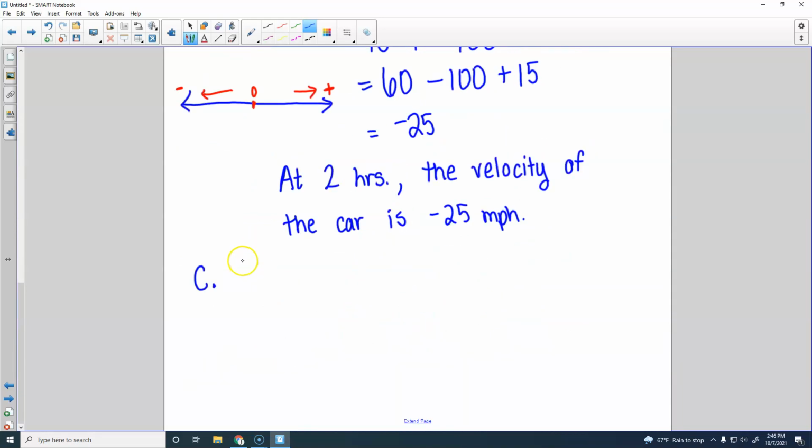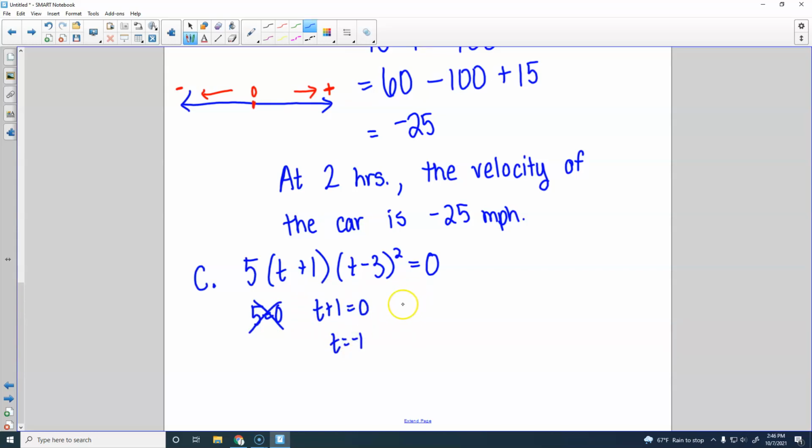So we take the original function, 5 times t plus 1, t minus 3 squared equals 0. Thankfully, they said we are setting this equal to 0, so that's already factored for you. You set each thing equal to 0. 5 equals 0, but you don't get anything from that. T plus 1 equals 0, so you just get t equals negative 1. And t minus 3 squared equals 0, which is just going to give you t equals 3.